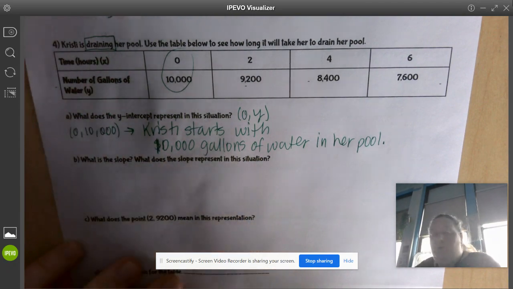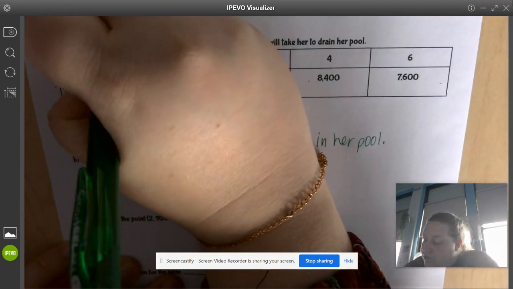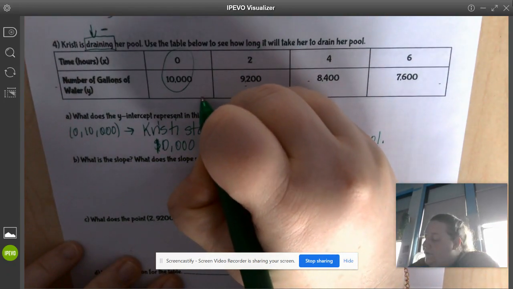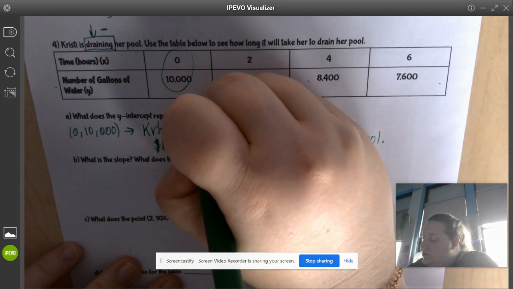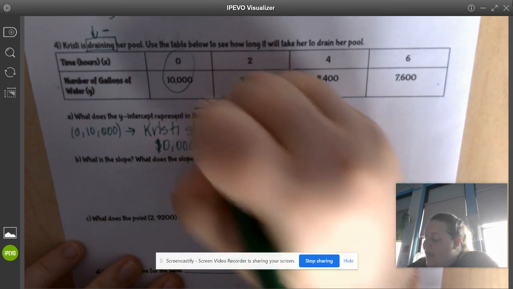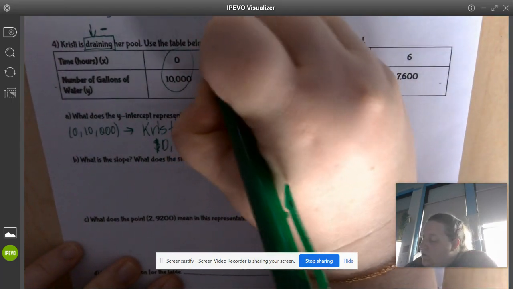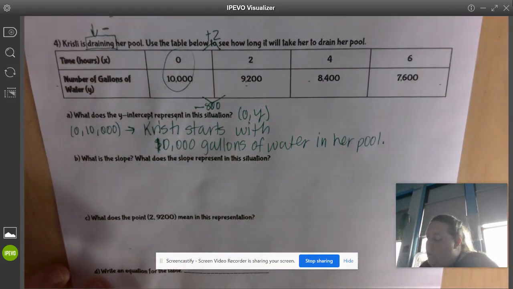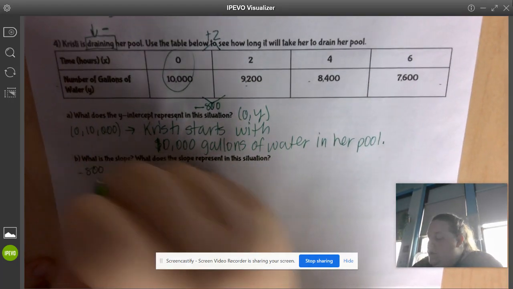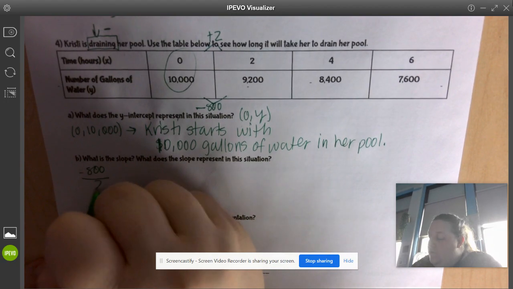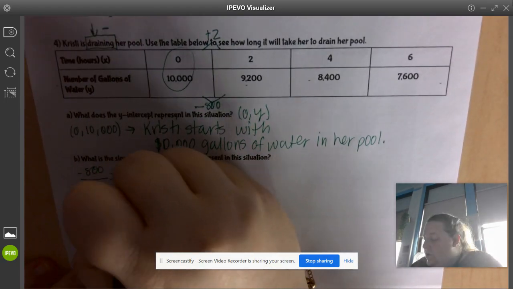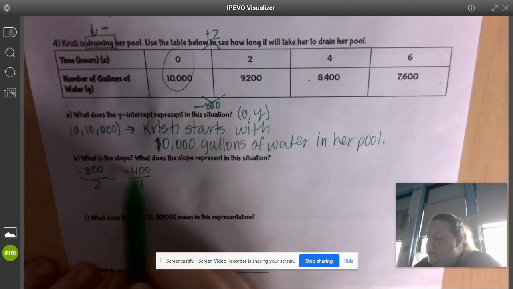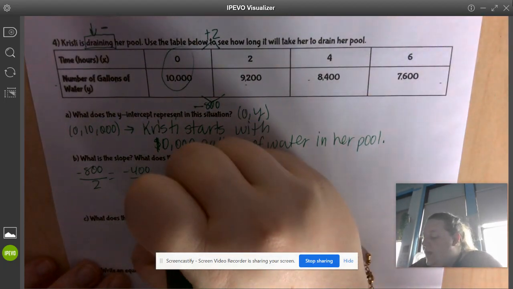Now, draining is important. That means it's going down. So it's going to be a negative slope. So I can see from here to here, she's losing 800 gallons while the time increases. So over time, she's losing water. So that's negative 800 change in y over our change in x, which is negative 400 over 1. So she's losing 400 gallons of water each hour.